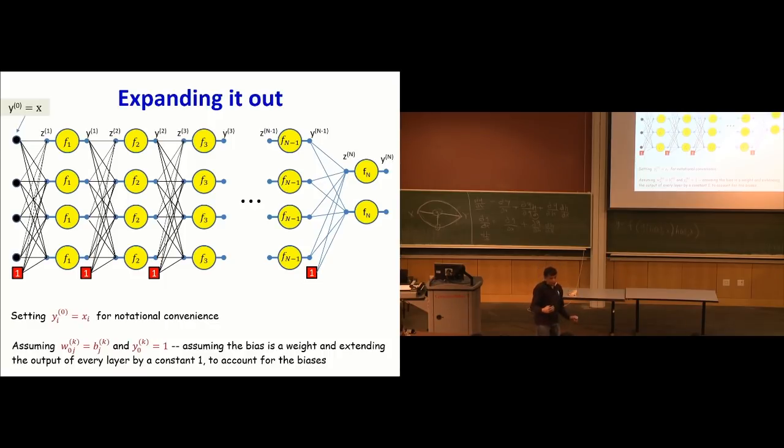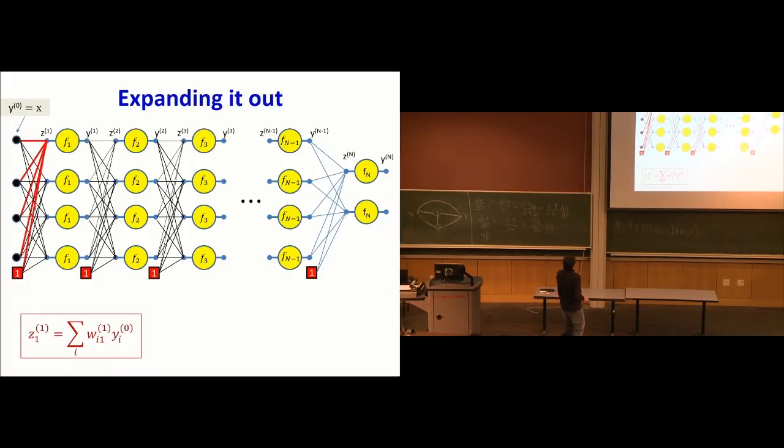Z superscript 1 is going to be the affine combination of inputs to the first layer, and the activations are going to be applied to Z to compute Y. So also Z superscript 2 is the affine combination of Y1s. Do you get the notation? So how do we actually perform the computation? If I give you an input, how do you get the output?